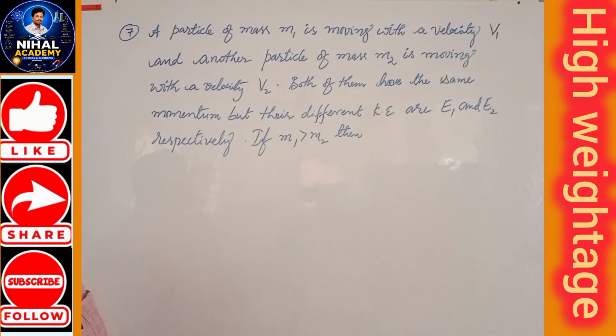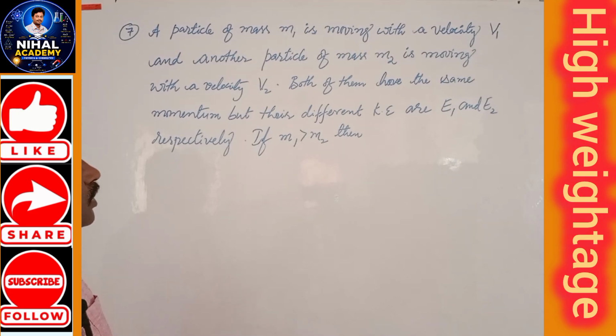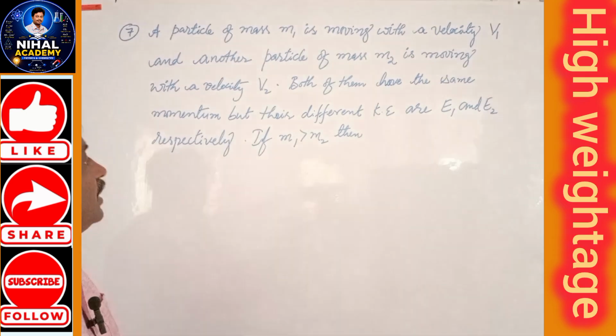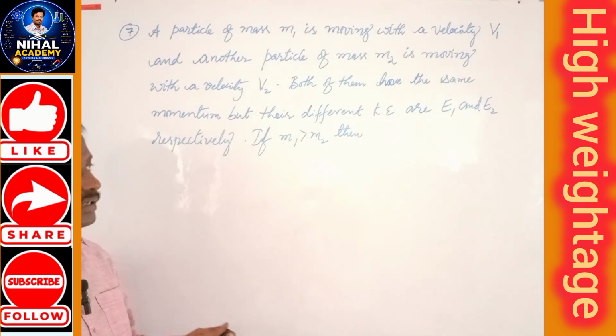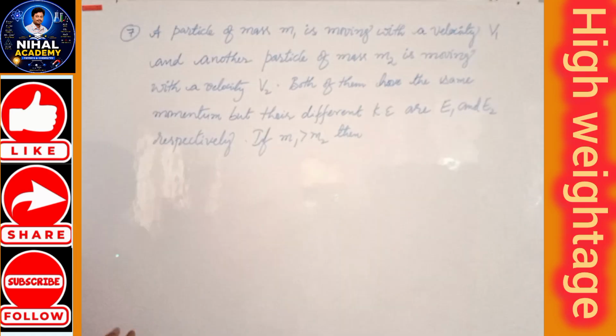A particle of mass m1 is moving with a velocity v1 and another particle of mass m2 is moving with a velocity v2. Both of them have the same momentum, but different kinetic energies E1 and E2 respectively. If m1 is greater than m2, then what about the energies? It is asking about the kinetic energies, so we have to calculate the kinetic energies.